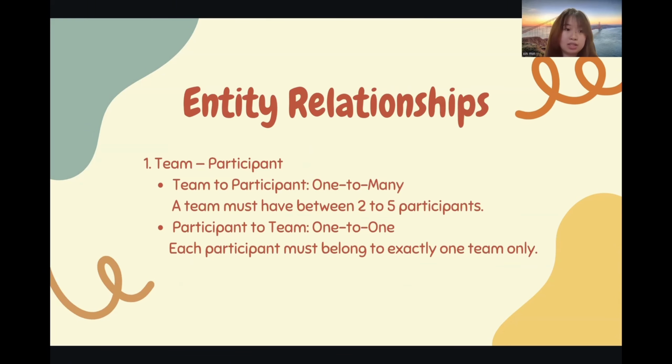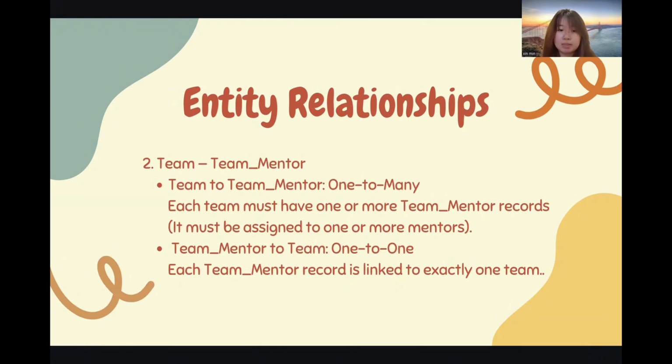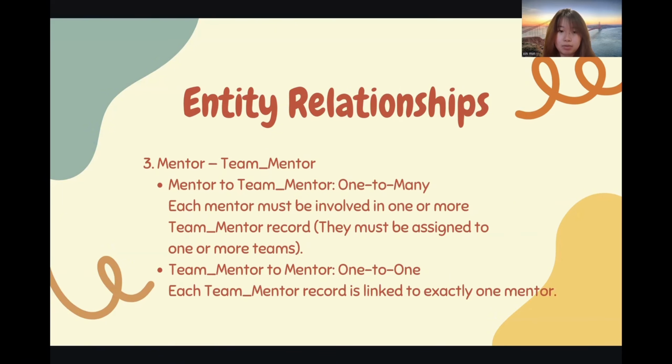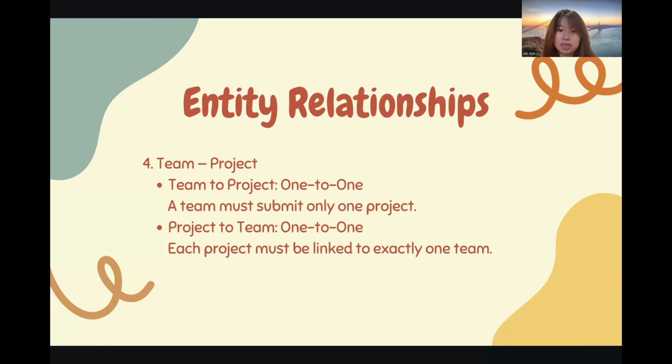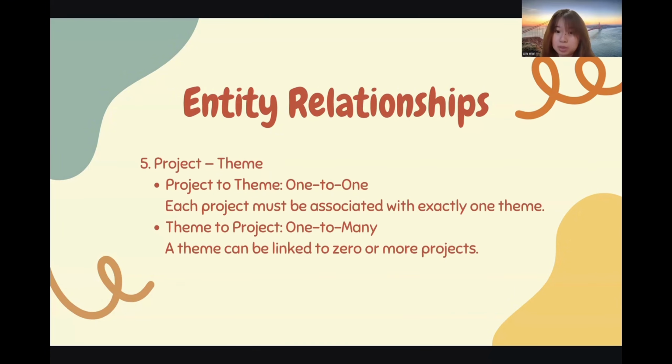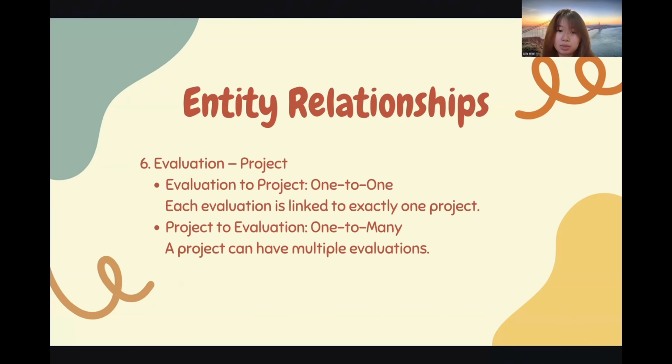Now I will explain the relationships between the entities in our database. Team to participant is one-to-many, participant to team is one-to-one. Team to team mentor is one-to-many, team mentor to team is one-to-one. Mentor to team mentor is one-to-many, while team mentor to mentor is one-to-one. Team to project is one-to-one, and project to team is also the same. Project to team is one-to-one, team to project is one-to-many. Evaluation to project is one-to-one, while project to evaluation is one-to-many.